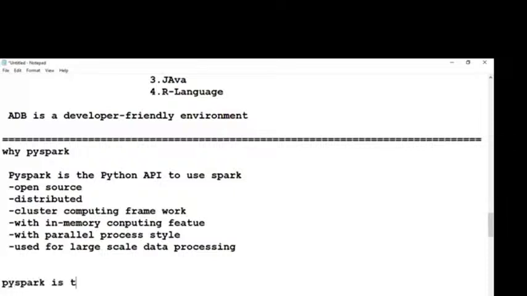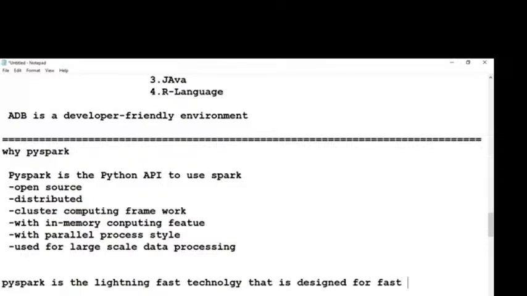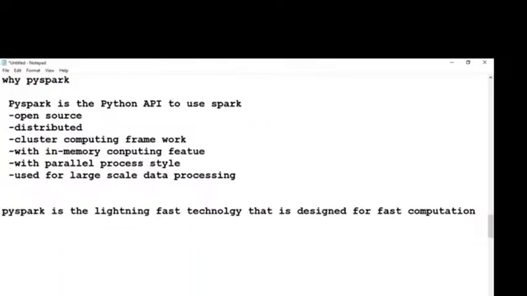You can say PySpark is a lightning fast technology that is designed for fast computation. It's a very demanding tool among data engineers to work with bigger data sets.